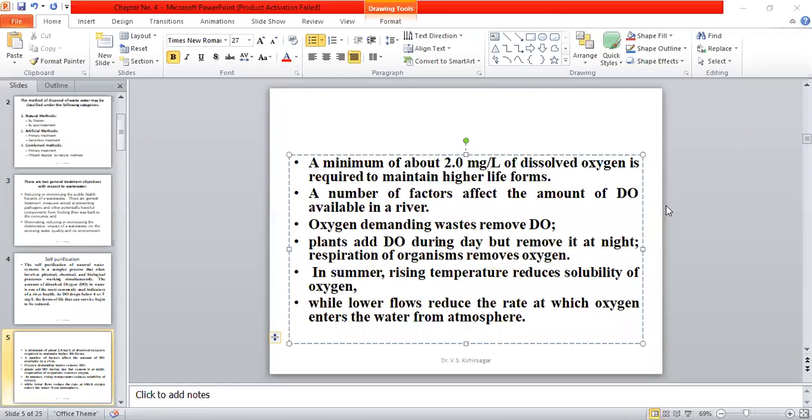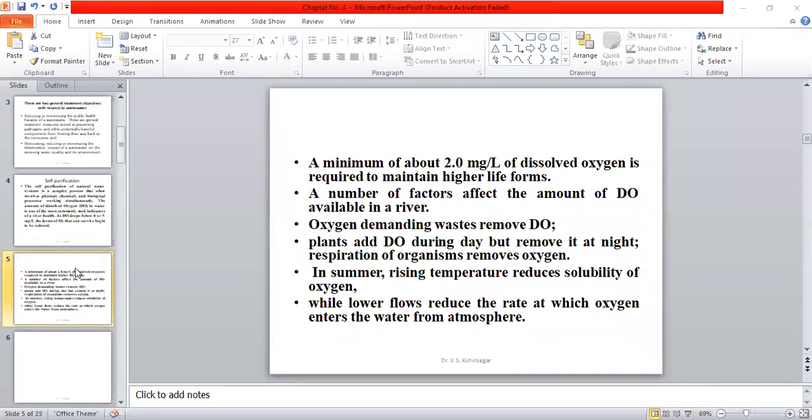Okay, so this is the answer. Okay, this is the last one. If the flow is lower, it reduces the rate at which oxygen enters the water from the atmosphere. Okay, I will go to the next point.